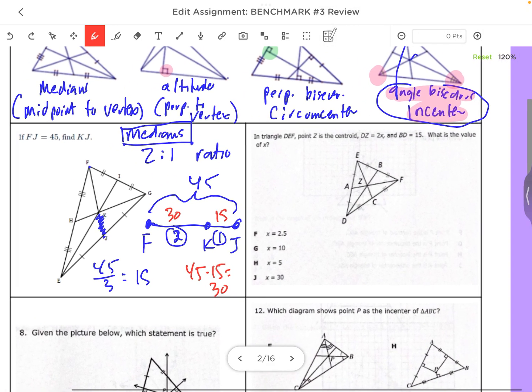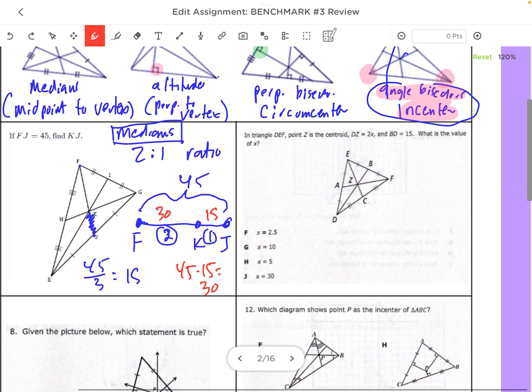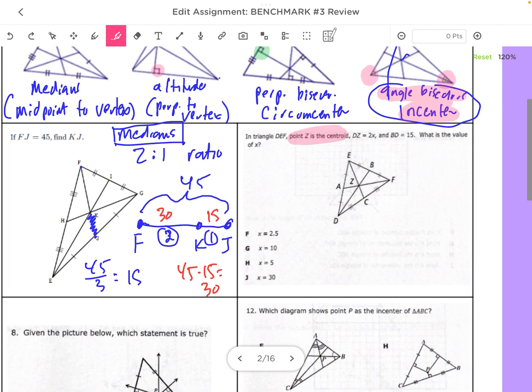All right, so this one says, in this triangle, that's the centroid, right? So centroids we know are produced by medians. It says DZ is 2x. And BD is 15. BD is the whole thing. What's the value of x? We're working with this part right here. That's the median, so we know it's a 2 to 1 ratio.